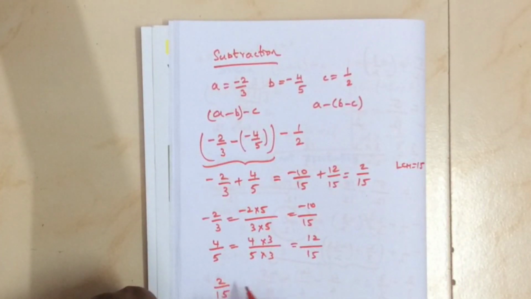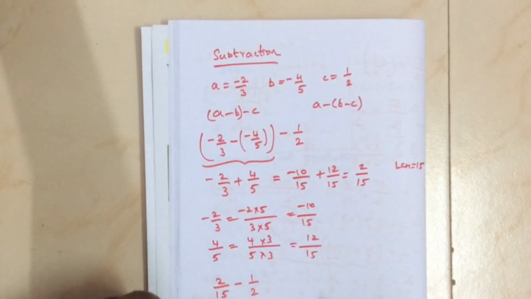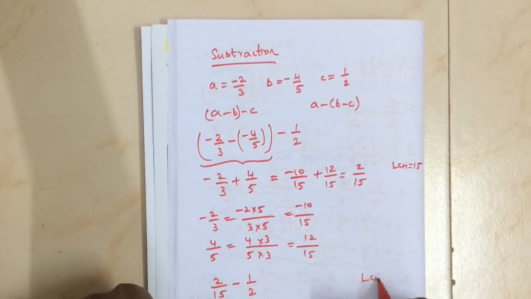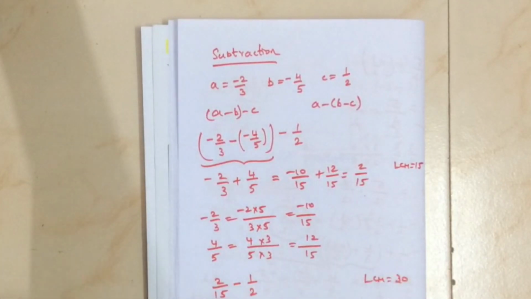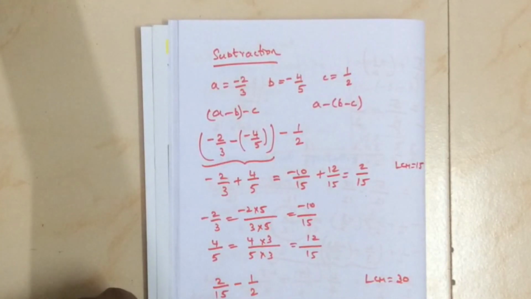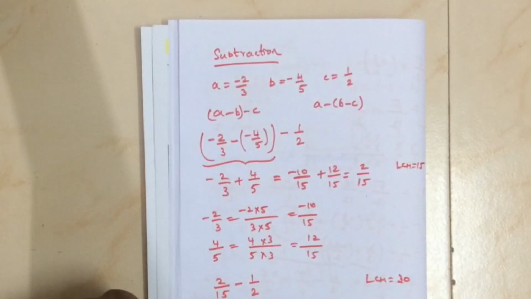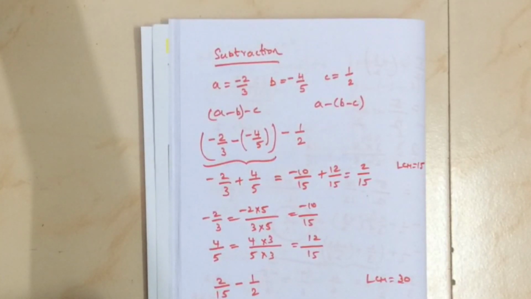So this 2 by 15 minus 1 by 2. What is the LCM of 15 and 2? It will come as 30. Since there are no common factors, you can just multiply. 15 2s are 30. So 2 by 15, 2 2s are 4, can be written as 4 by 30. For 1 by 2, 30 is multiplied by 15. 15 ones are 15.